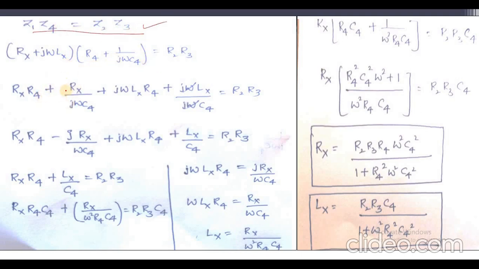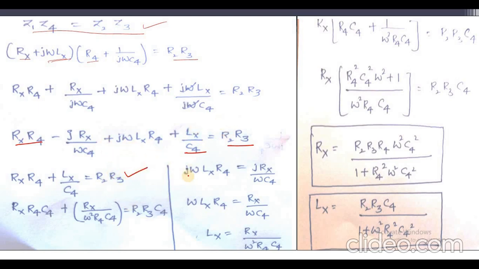After that you have to multiply Rx into R4 plus Rx by j omega C4. Similarly, j omega Lx into R4 plus j omega Lx into 1 by j omega C4 is equal to R2 R3, j omega gets cancelled. After simple calculations, you have to compare real parts and imaginary parts. From this equation, the real part is Rx into R4 and Lx by C4 is equal to R2 R3. All these are the real parts. We don't have any j term.